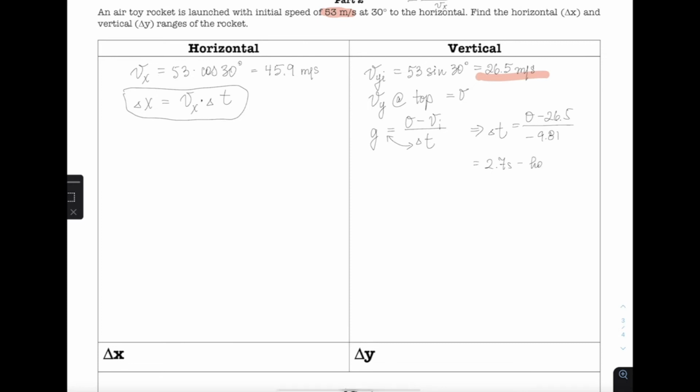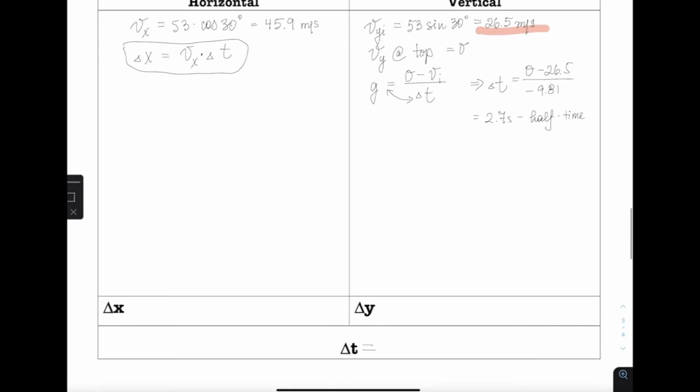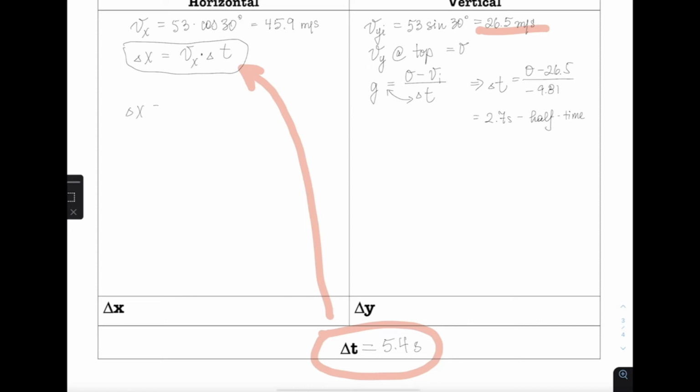But that is half time, because it takes half of the time to get to the top. And then the other half is going to be to fall back down. So the total time is actually 5.4 seconds. Now I do know the full time, and I can go over here and plug it into the horizontal part. So I can find change in x equals Vx, which is 45. Again, very important, you do not use 53, you do not use 26.5. You use the one that is horizontal, times 5.4. That is 248 meters.